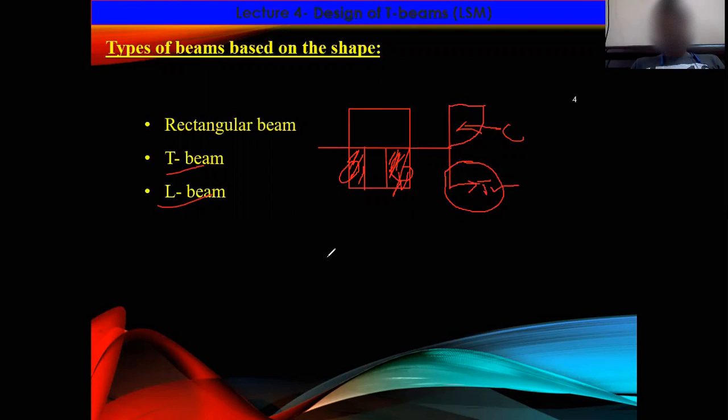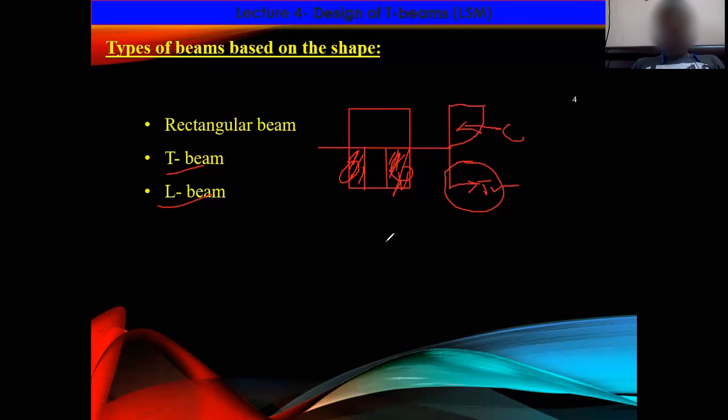You cannot provide it everywhere as a T beam. No, you cannot provide it. While constructing the slabs, if you are constructing the slab and beams at the same time, that is, in monolithic construction, at that place you can design the slab and beam as a T-beam or L-beam. So we'll discuss where we can provide it and how to design it.